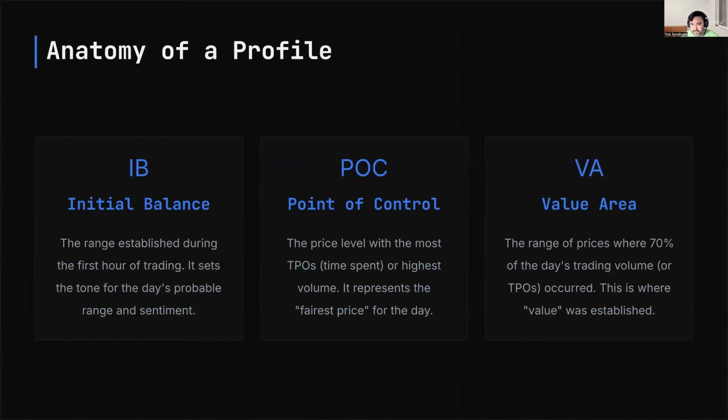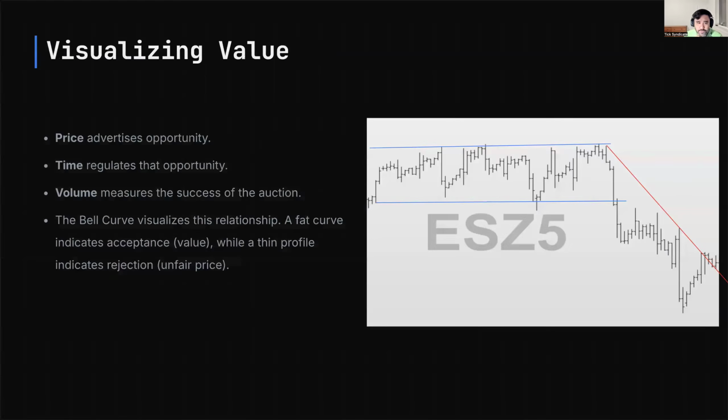We've been talking about this, but it's the range of prices where 70% of the day's trading volume or TPOs occurred. This is where value was established. So you've got a value area high and a value area low. I generally try to avoid initiating trades in the in-between areas. I really want to see moves outside of value, and I watch order flow for signs of continuation of that move or rejection of that move.